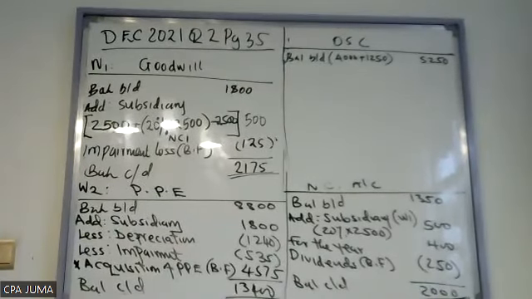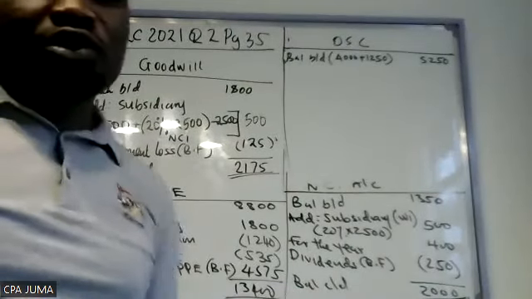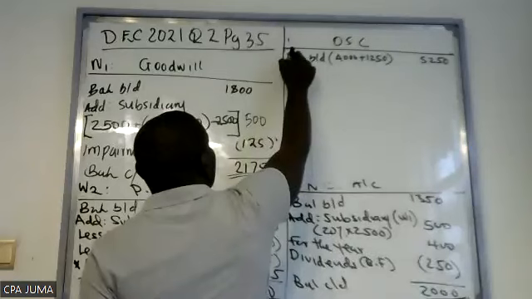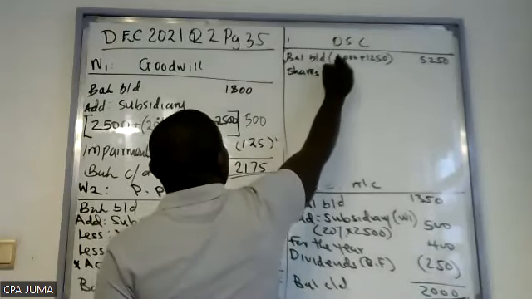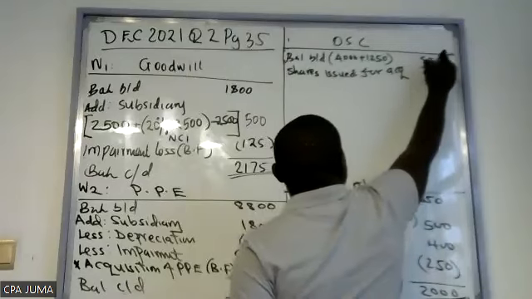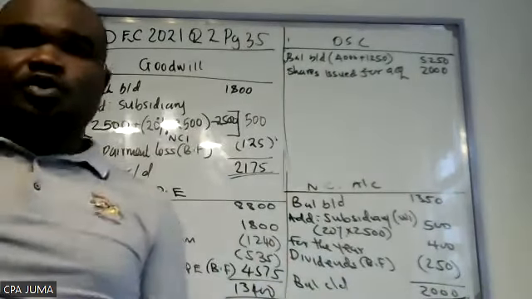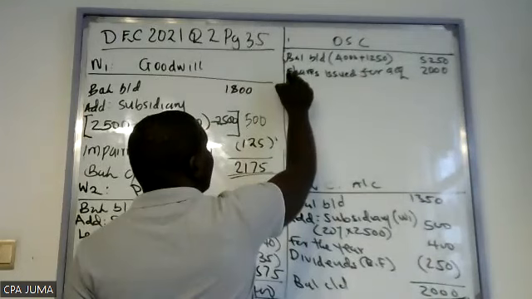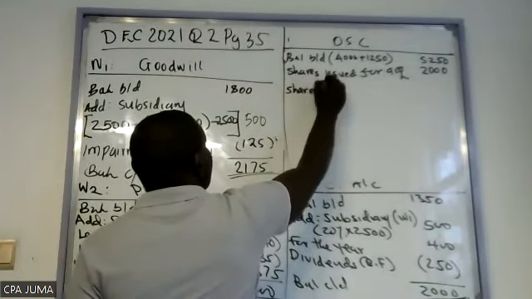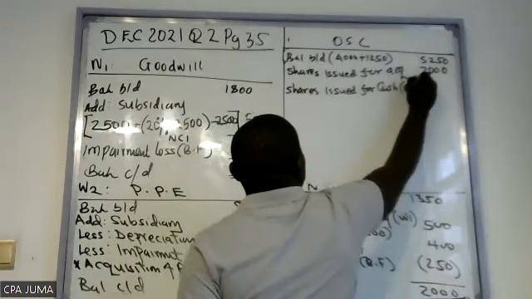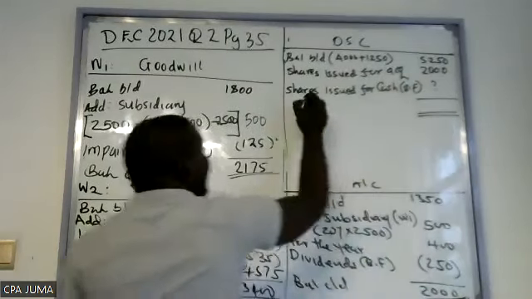When they were acquiring the subsidiary, they gave out some shares. There are some shares which were given out on acquisition. So you will say shares issued for acquisition. They were 2,000. Shares issued for acquisition were 2,000. So the balancing figure will be shares issued for cash.